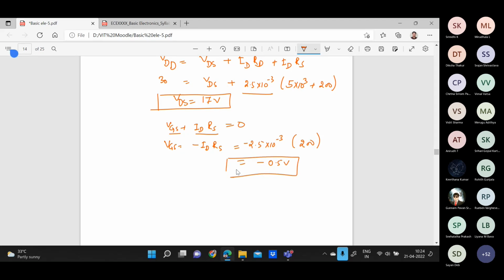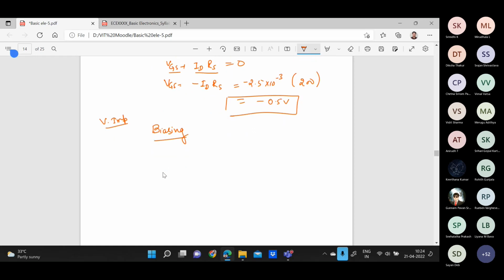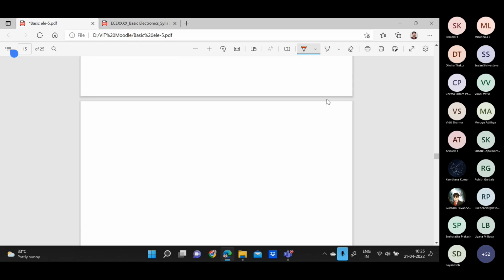Now, the next circuit is very important. Whatever I'm going to tell you is a very important point. What is the meaning of biasing? Biasing means external voltage supply, how you are providing your external voltage. One biasing is called voltage divider biasing. So what is the meaning of this voltage divider?